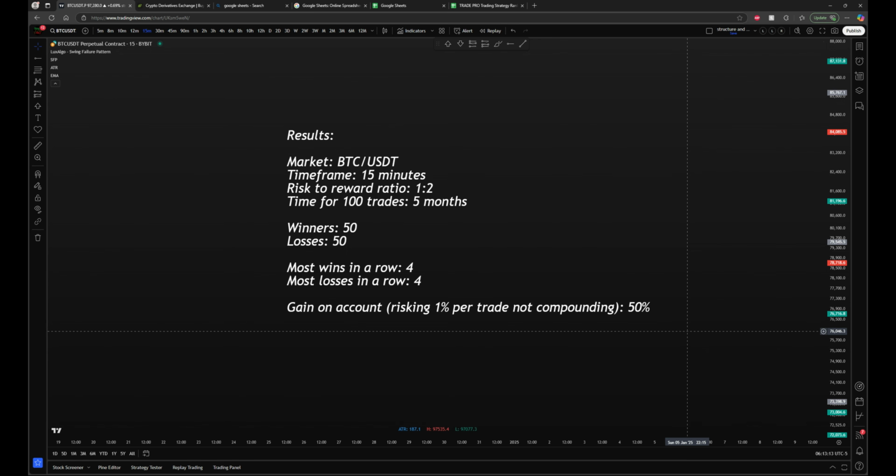All right, the results are in, so here they are. This was tested on Bitcoin USDT, 15-minute time frame using a 1-to-2 risk to reward ratio. Took 5 months of price data for the 100 trades in the back test. Out of those 100, 50 winners and 50 losses, giving it a 50% win rate, which is very good for a 1-to-2 risk to reward ratio.